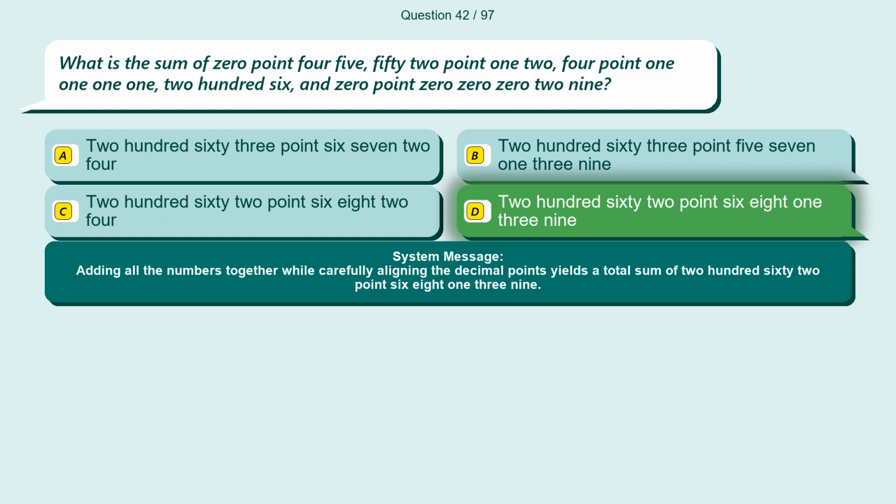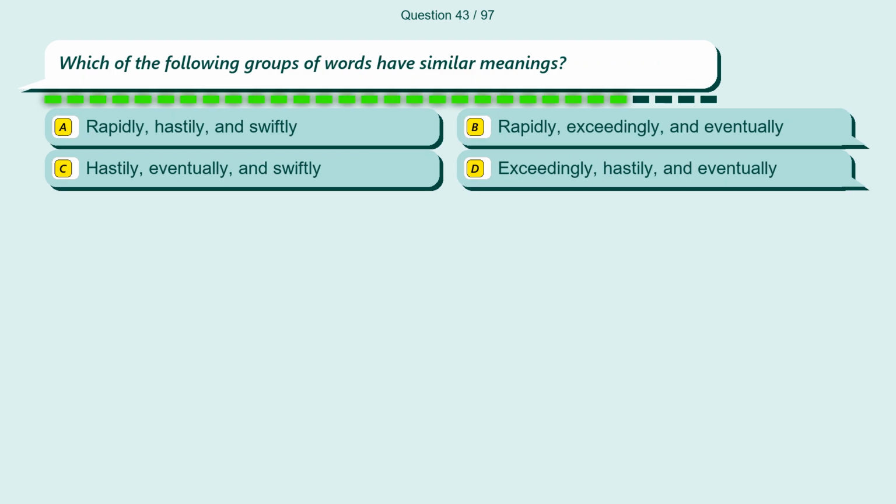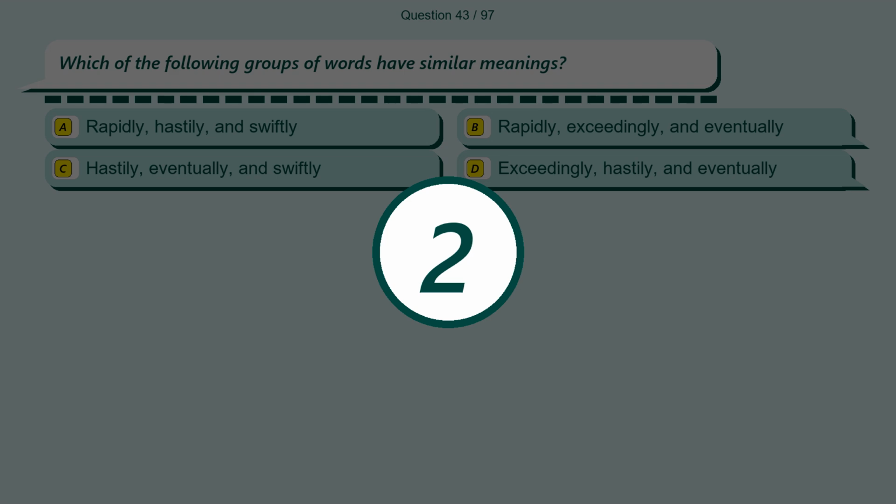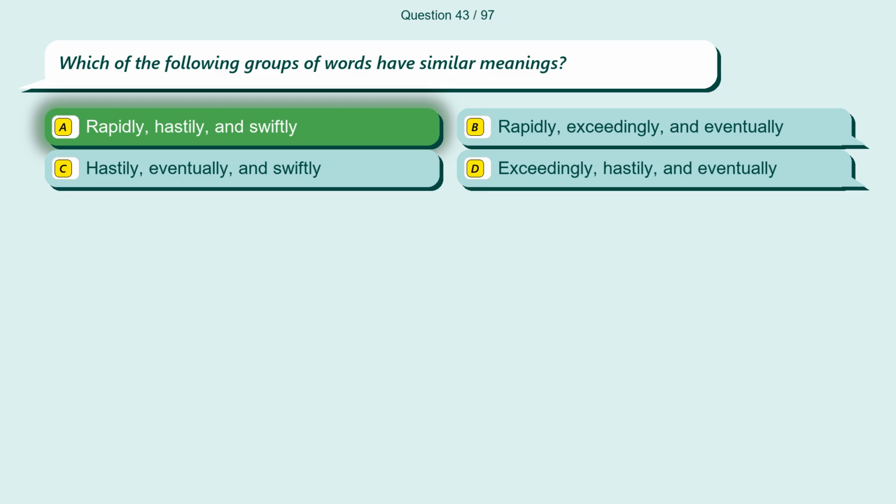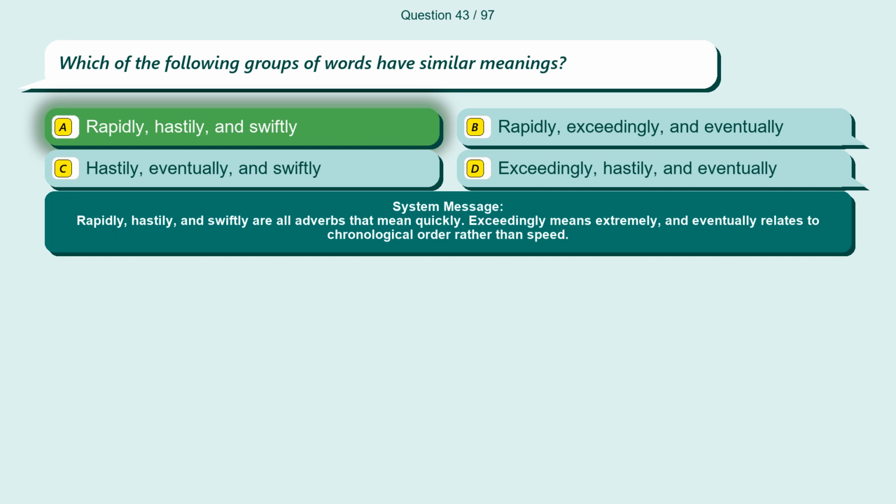262.68139. Question 43. Which of the following groups of words have similar meanings? Option A, rapidly, hastily, and swiftly. Option B, rapidly, exceedingly, and eventually. Option C, hastily, eventually, and swiftly. Option D, exceedingly, hastily, and eventually. The correct answer is option A, rapidly, hastily, and swiftly. Rapidly, hastily, and swiftly are all adverbs that mean quickly. Exceedingly means extremely, and eventually relates to chronological order rather than speed.